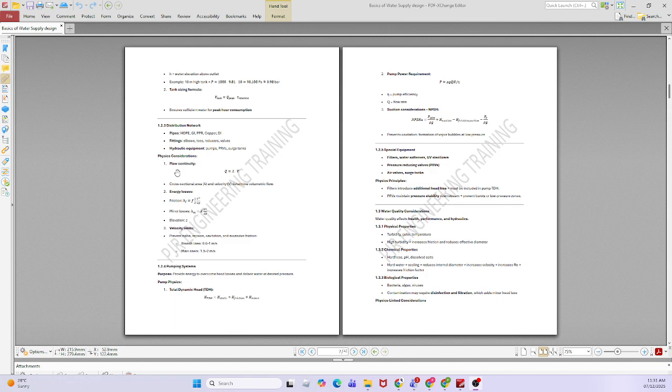Okay, so this is the flow continuity equation: Q equals A multiplied by V. This is the normal equation, but whenever you calculate the flow rate, it is area multiplied by velocity, to determine flow rates.